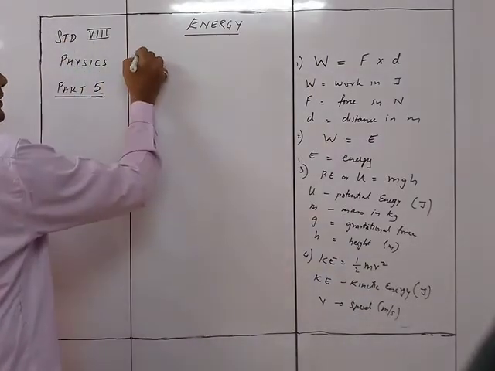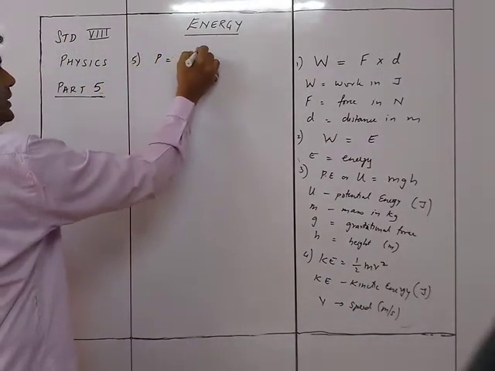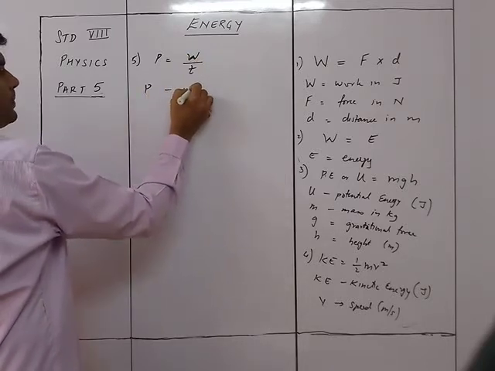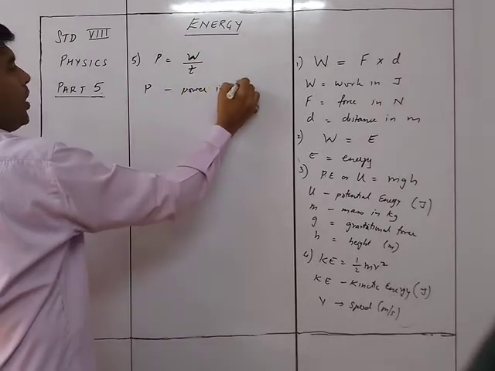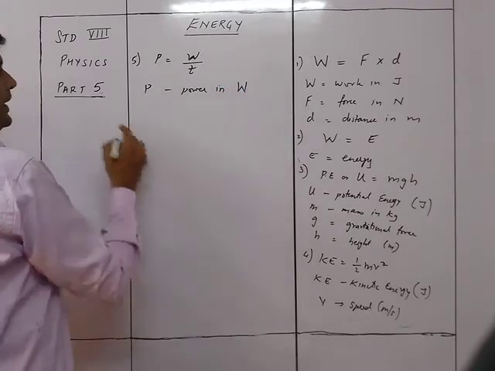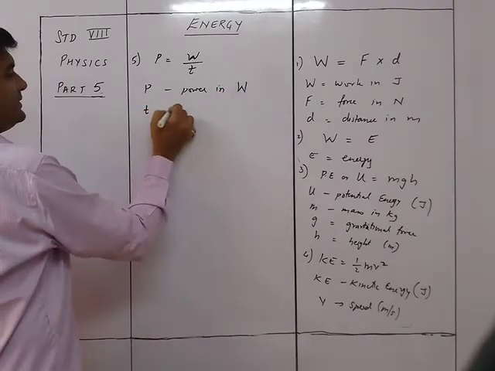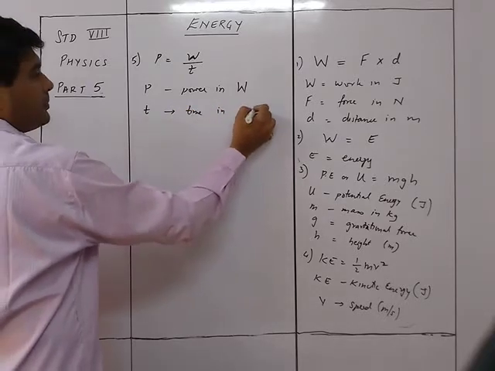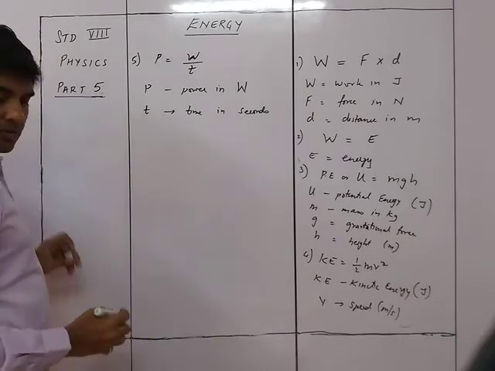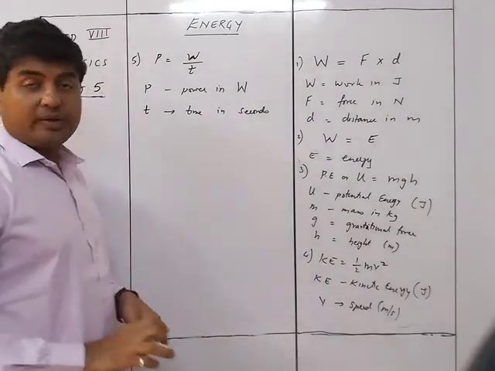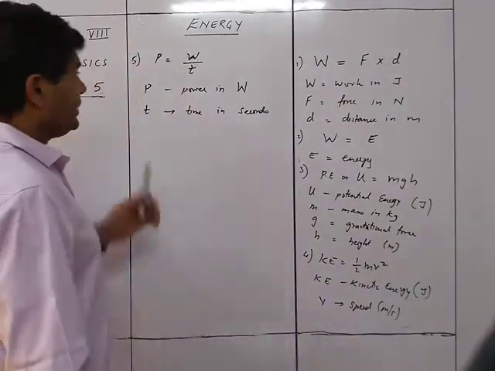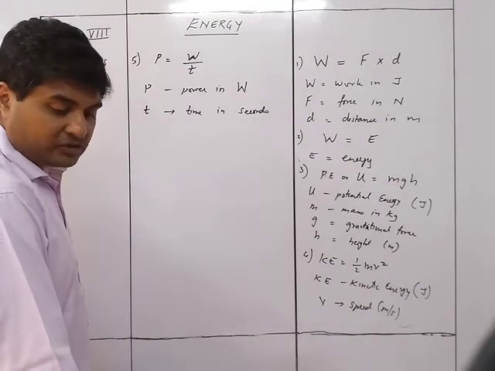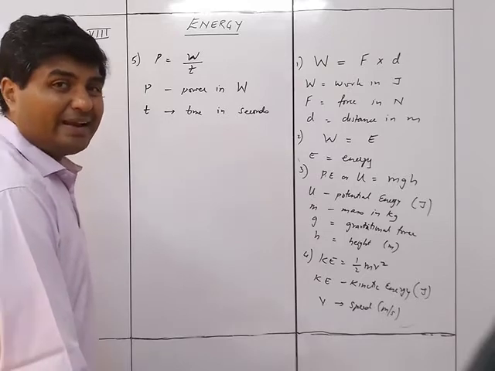The fifth one over here will be power is equal to work upon time, where P is the power in watt, work is the same, and t is nothing but time in seconds. So these are the different kinds of formulas which are here.